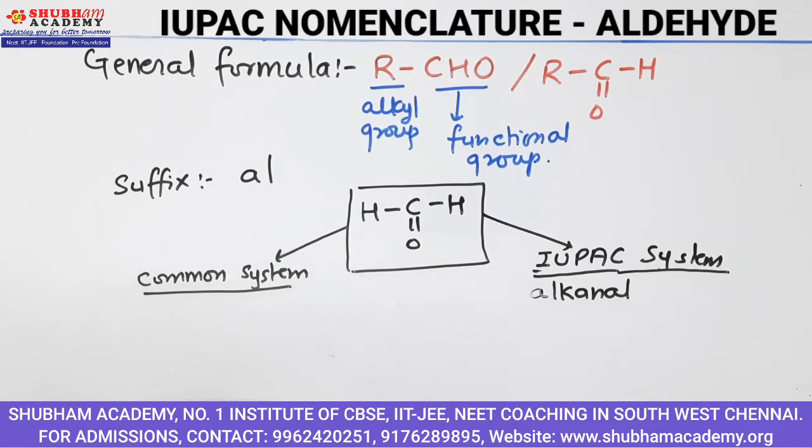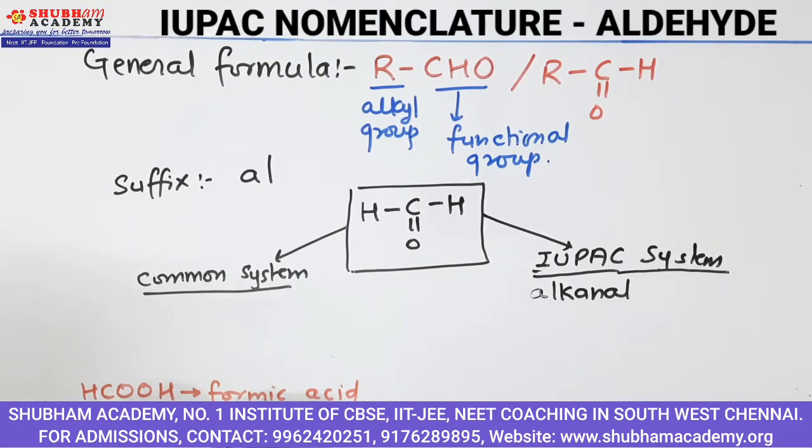The common names of aldehydes are derived from the common names of carboxylic acids. For one carbon atom, suppose you have HCOOH, this is the functional group for carboxylic acid. So for the one carbon compound, the carboxylic acid's common name is formic acid. Here ic acid is used as the suffix for carboxylic acid.